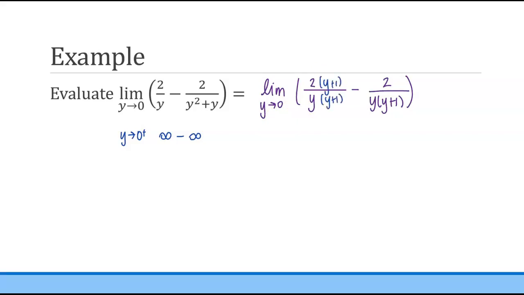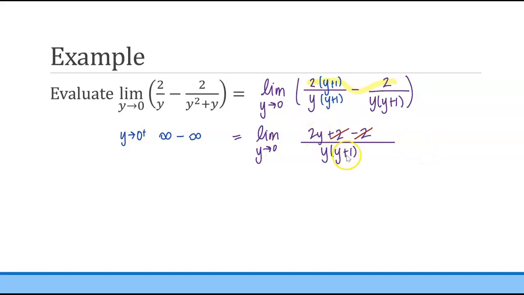And now I can subtract across the numerator. So if I have common denominators, I can put this together to be one rational expression here. So I have the limit as y approaches 0 of now one fraction. I have y times y plus 1 on the bottom. And across the top, I have 2y plus 2 minus 2. So the 2 distributes, and then I have plus 2 minus 2, and that's going to end up being 0. So on the top, what I have left is 2y.